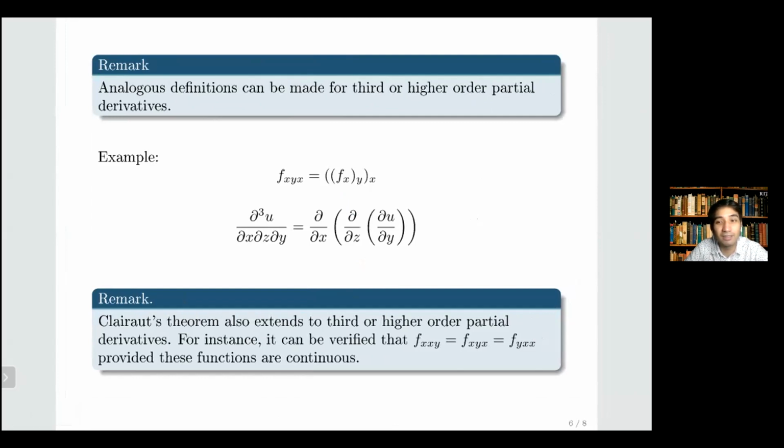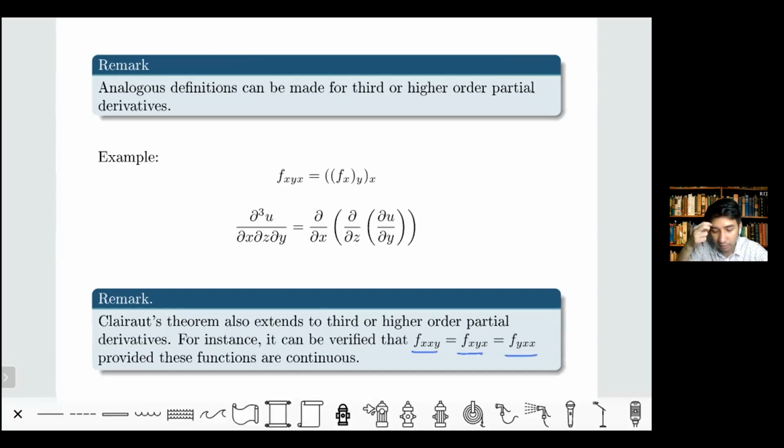Meron din tayong Clairaut's theorem for third or higher order partial derivatives. So halimbawa, you can check yung fxxy, fxyx, and fyxx. Magkakamukha lang yan. Hindi nagmamatter kung anong unahin mo. Basta mag-differentiate ka dalawang beses with respect to x saka isang beses with respect to y. No? Provided the functions are continuous. So kung continuous yan, mag-i-equal yung mga yan.